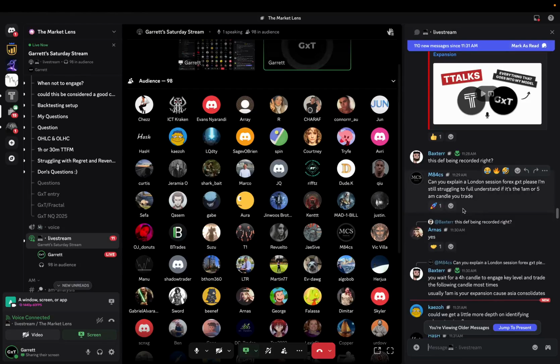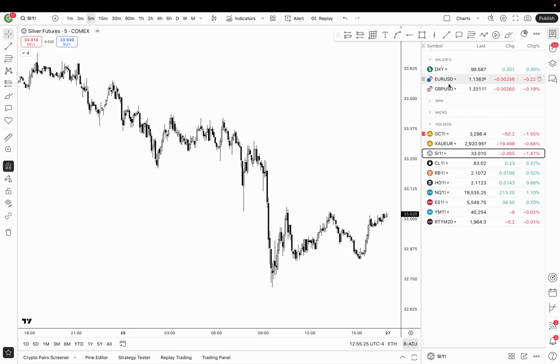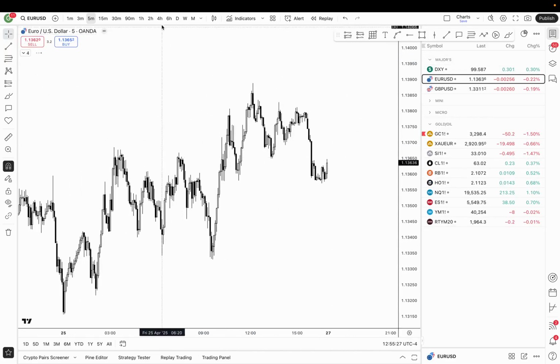Okay, sure. Well, it's the same thing. It's just a 1 a.m. or 5 a.m. candle. So I haven't even looked at majors. I don't even look at Forex, but we'll see if we can find any.